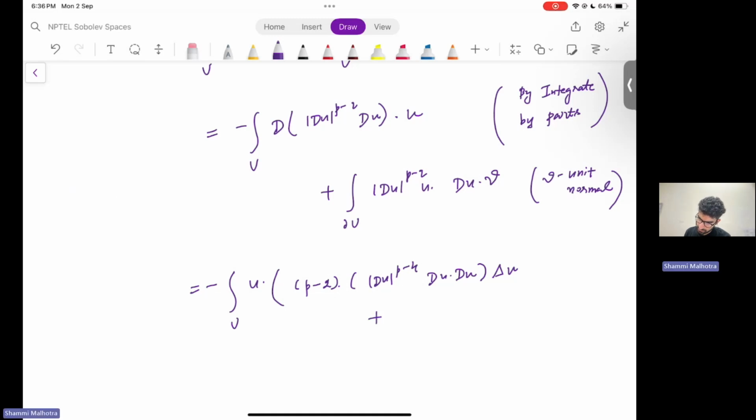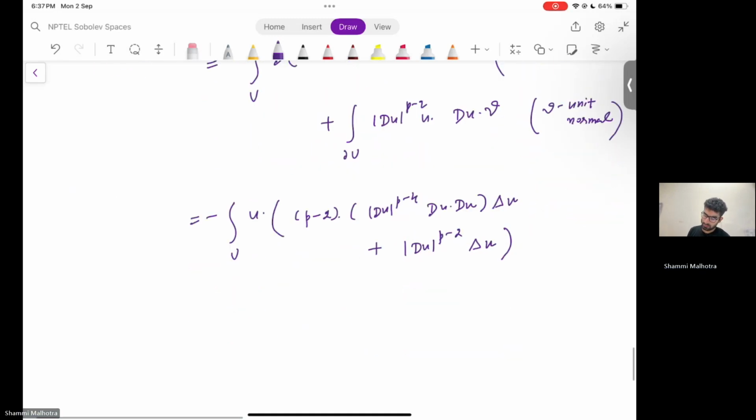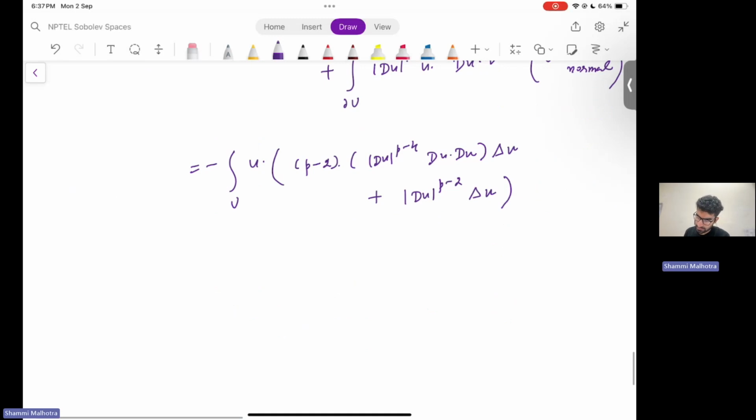and then there's a Laplacian of u, and plus we have |Du|^(p-2) times Laplacian of u only, and the whole multiplied by u only. So if we see, basically this is nothing but something less than or equal to some constant times the integration of u, |Du| to the power p minus 2, and the modulus of Laplacian of u.